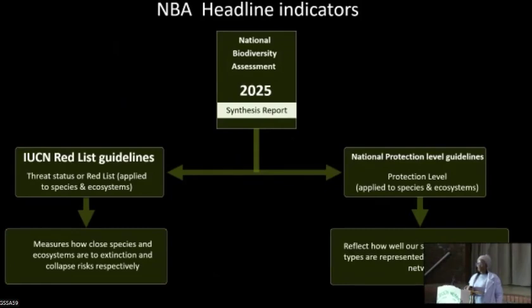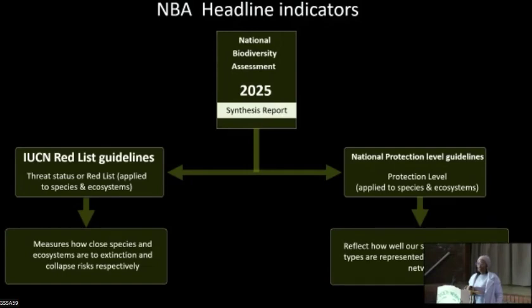So for the threat status, or the red list as globally known, it is based on the IUCN methodology, as mentioned, and is applied to both species and ecosystem. And we use this indicator to measure how close our species and ecosystem are to extinction and collapse risk.